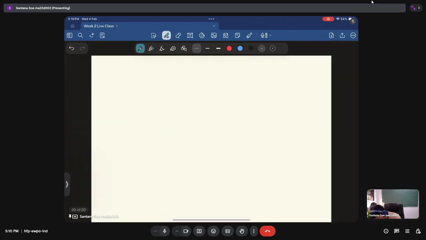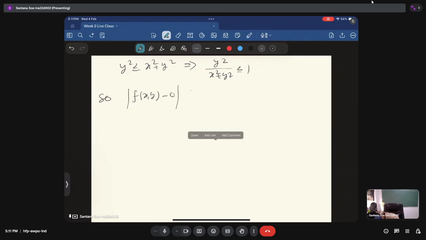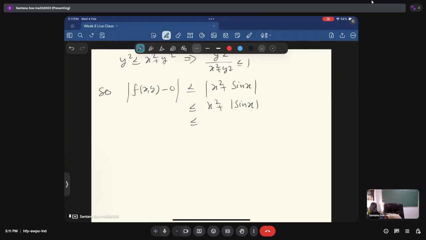Okay. So now see that y square is less than or equal to x square plus y square. This implies y square divided by x square plus y square is less than or equal to 1. So |f(x,y) minus 0| will be less than or equal to |x square plus sine x|, since y square divided by x square plus y square is less than or equal to 1. This will be less than or equal to x square plus |sine x| using the triangle inequality. And this is also less than or equal to x square plus |x|, as |sine x| is less than or equal to |x| for all real numbers x.